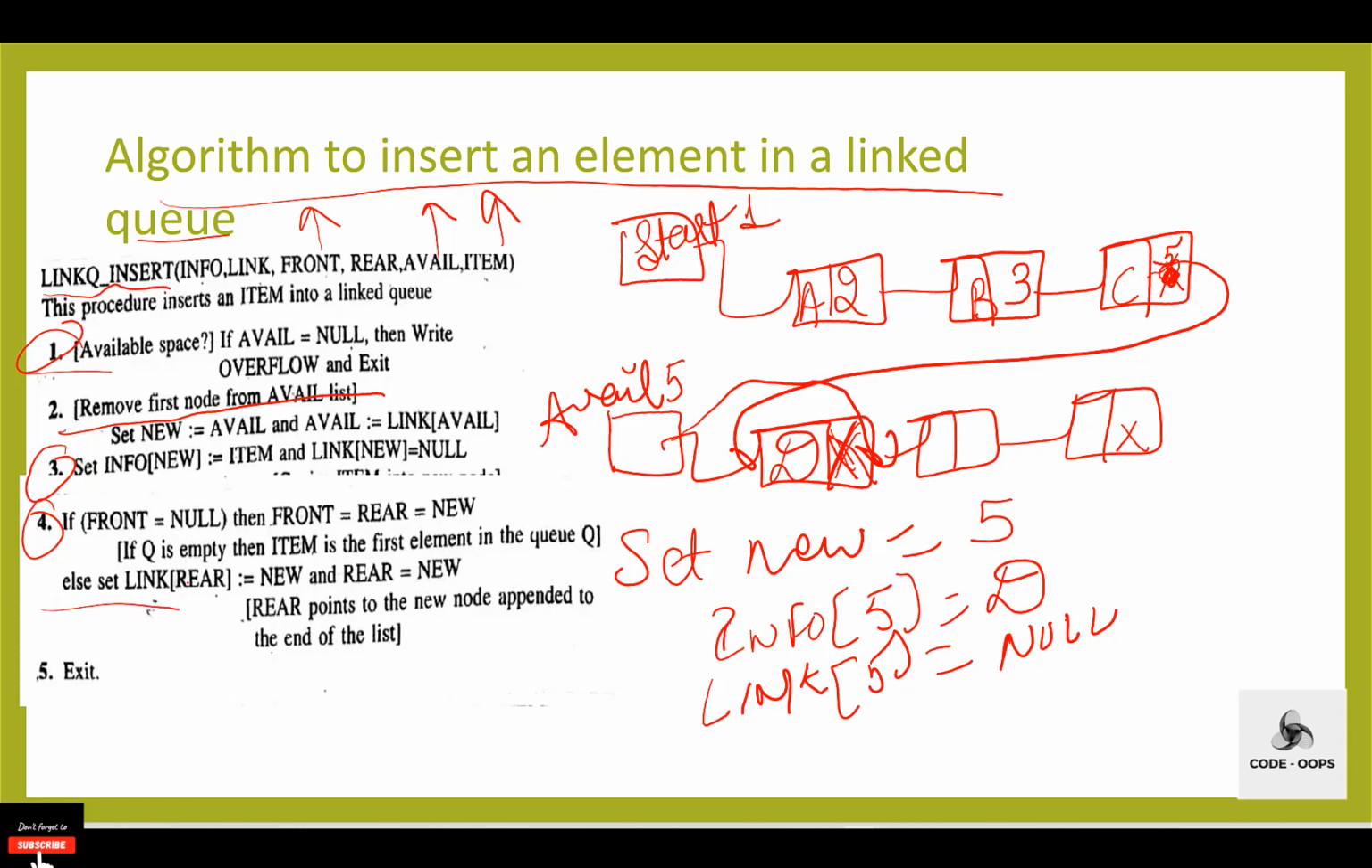Then else, set link of rear is equal to new. In this queue, rear is 3. Link of 3 is equal to 5. Now rear points to the new node appended to the end of the list. This is the complete algorithm to insert an element into a linked queue.